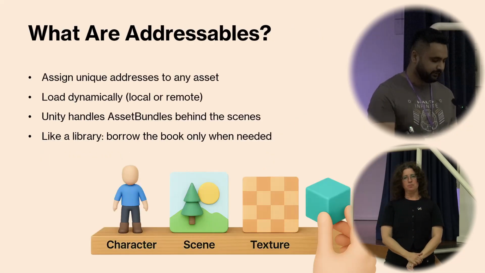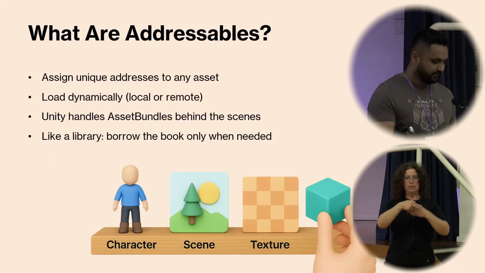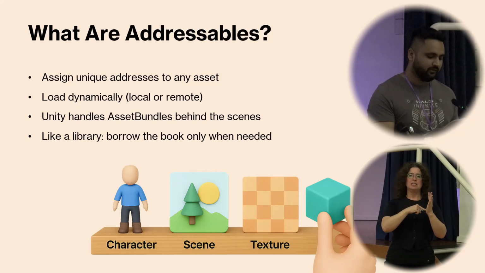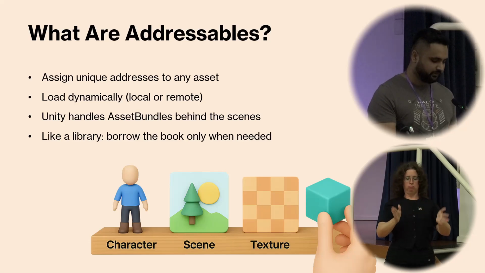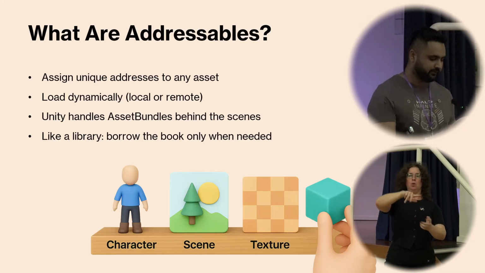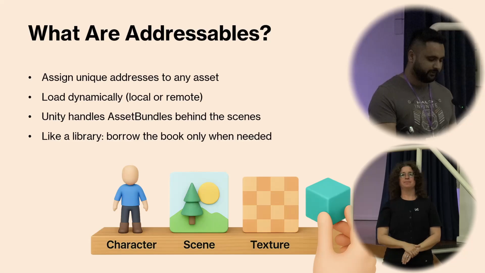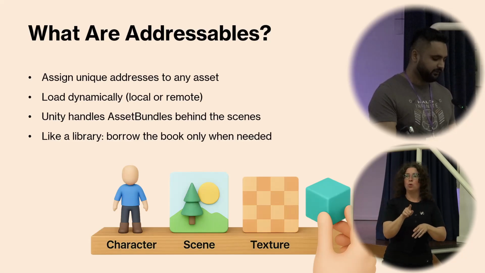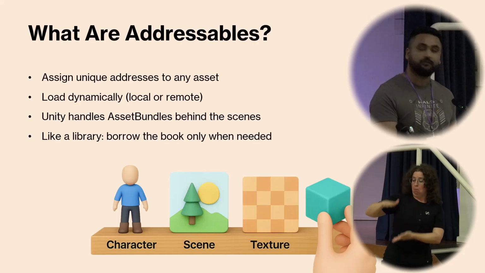So what exactly are addressables? They let you give any asset, like a prefab, texture, audio file, or even an entire scene, a unique address. This means you can load that asset dynamically, either from your local build or from a remote server when needed. Unity takes care of all the complex asset bundle management behind the scenes, so you can focus on building your game, not managing files. Think of it like a library. You don't carry every book around, you just borrow the one you need from the right shelf.